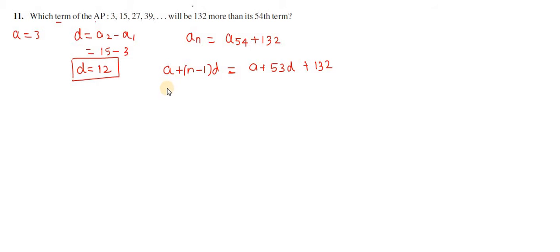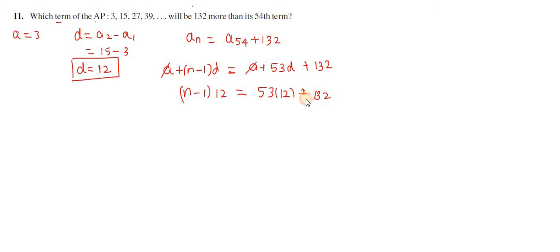Then simplify this. Here a and a get cancelled. Then simplify it, and we know what d is. So n minus 1 into the d value, which is 12, is equal to 53 into 12 plus 132.